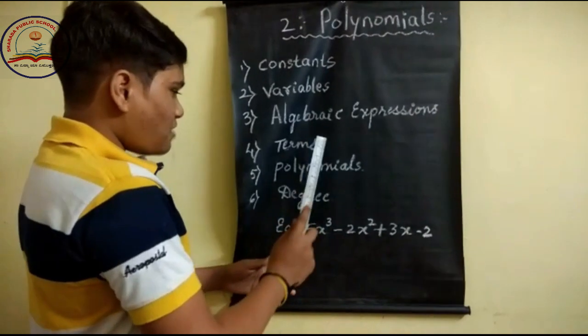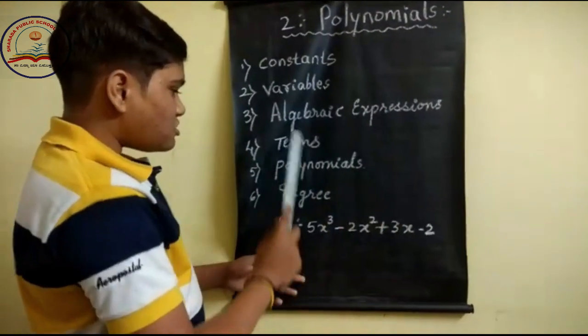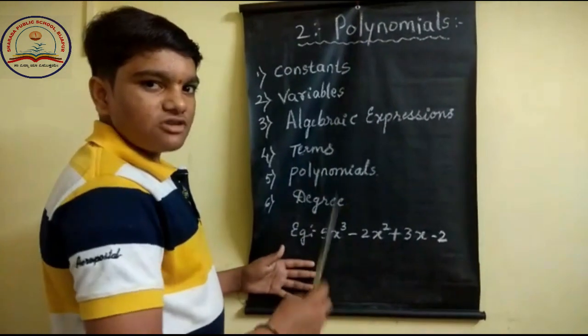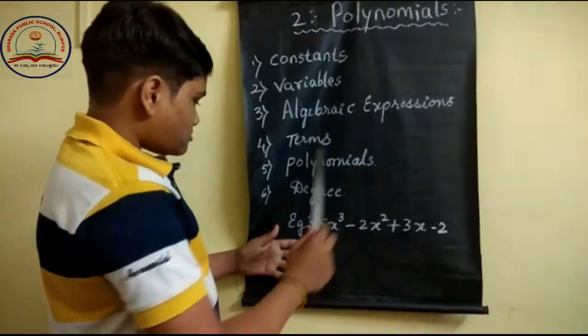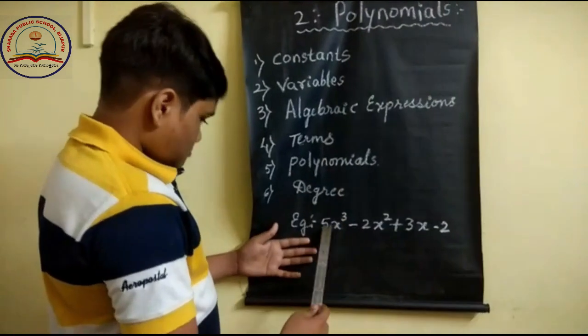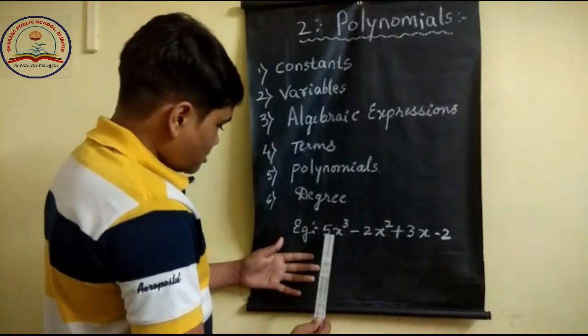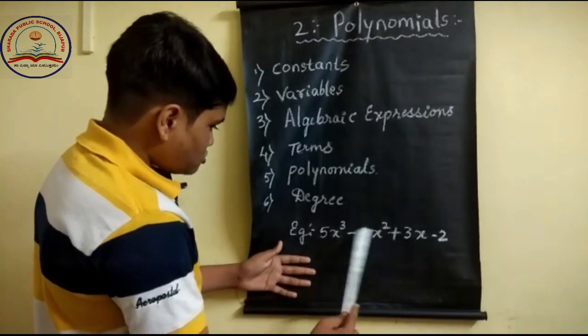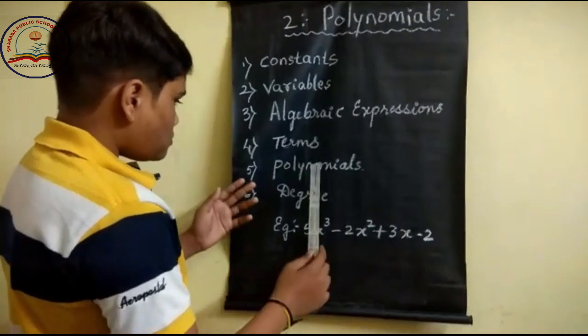Terms. The several parts of an algebraic expression which are separated by mathematical operations, plus and minus, are called terms. In the example, 5x cubed, minus 2x squared, plus 3x, minus 2.